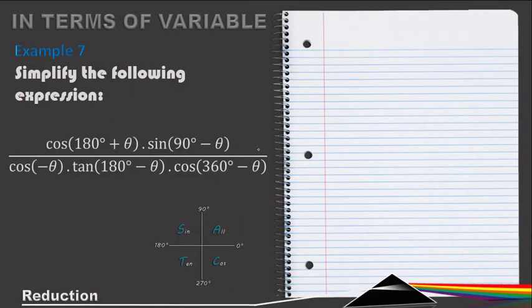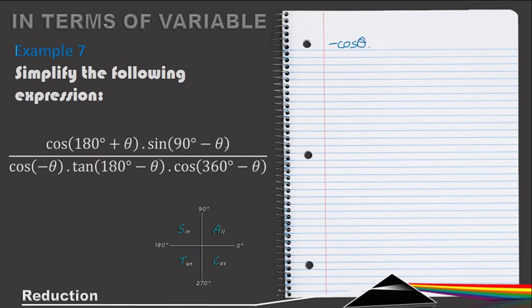So now for the actual examples of what we can expect in the tests. We have the following, and we need to simplify the following expression. So we start one by one applying the reduction formula. Now we have cos of 180 plus theta. So 180 plus theta is in Tan's quadrant, so that means cos is negative in that quadrant. So this becomes negative cos theta.